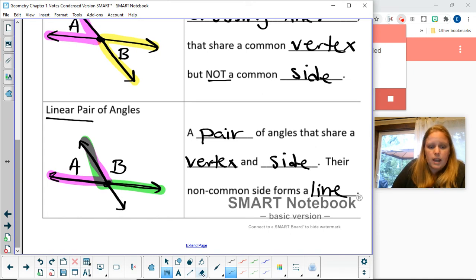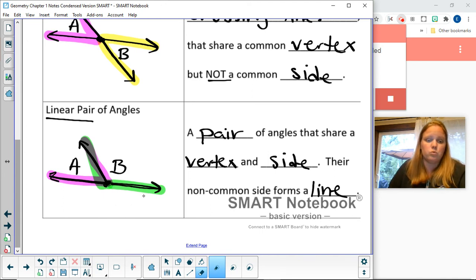Now you don't technically have to have this bottom portion. It could just be a line that's getting intersected by a ray maybe. But here we still have two separate angles. They share the corner, the vertex, and they share a side. So this is a linear pair of angles.